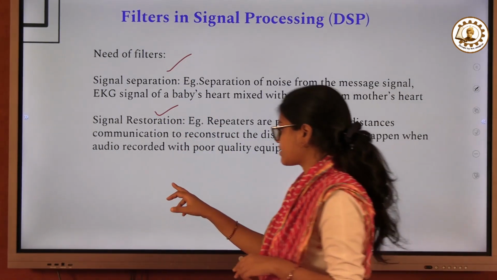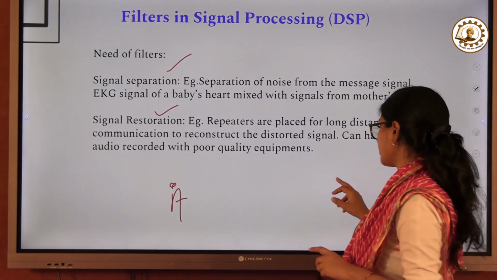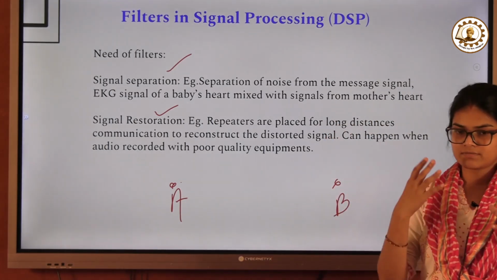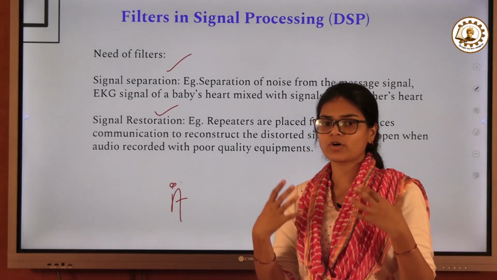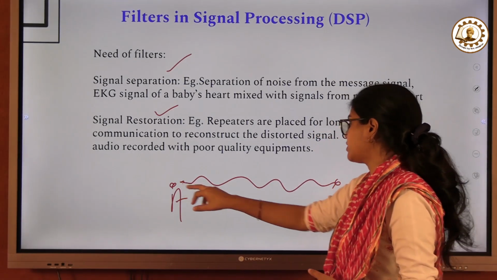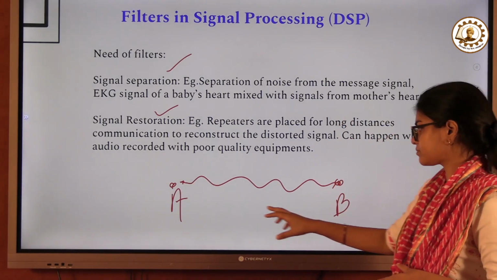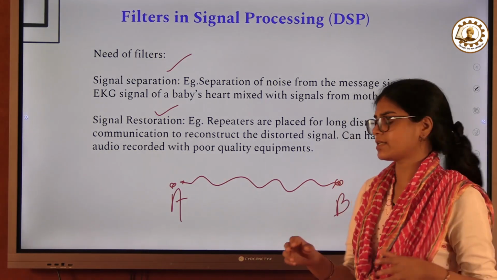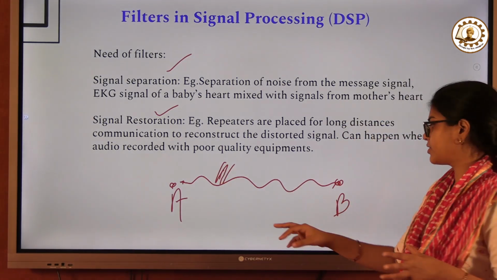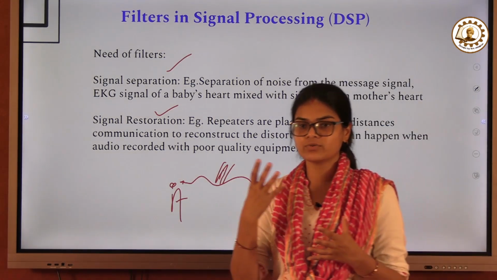Now let's see, suppose you are at point A and your friend is at point B. You want to convey an audio message, or say something, to your friend who is situated at B. So the signal has to pass from point A to point B. In the middle, some noise or some unwanted signals can interfere with your actual message.